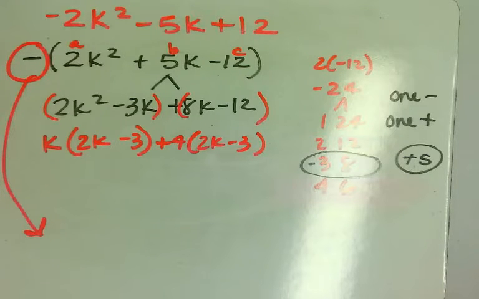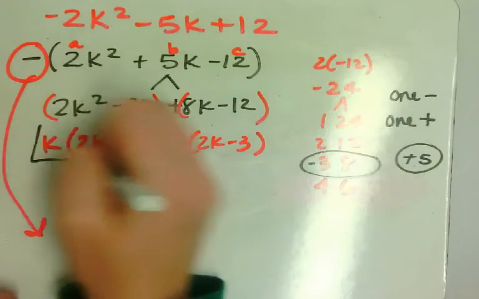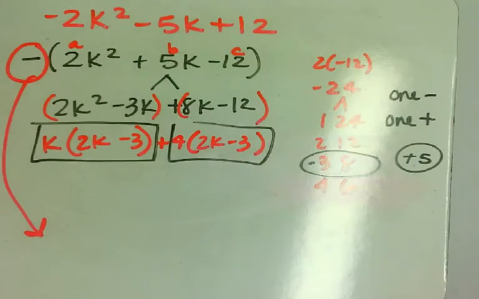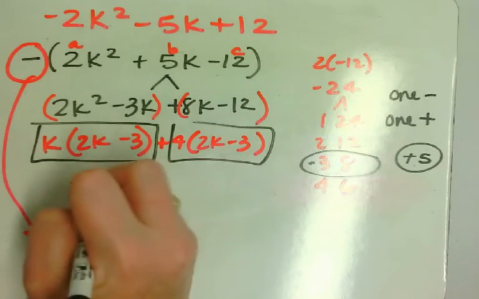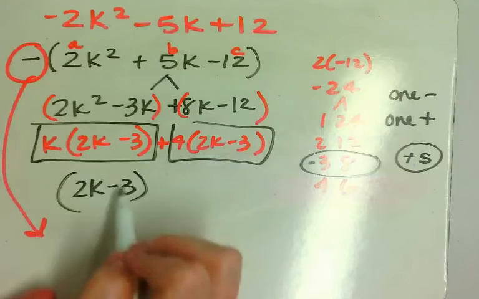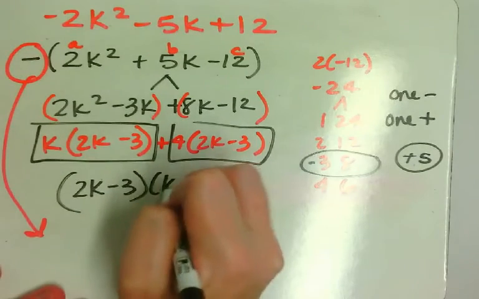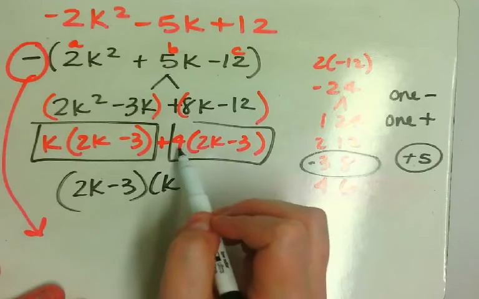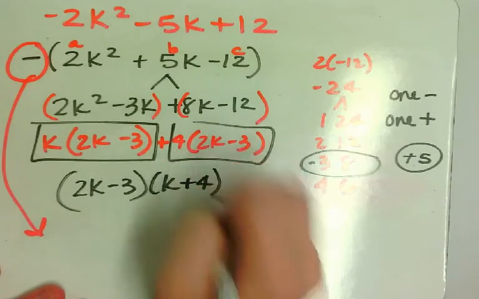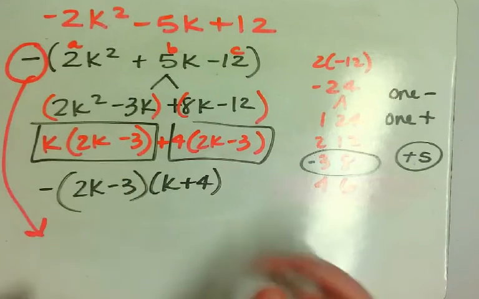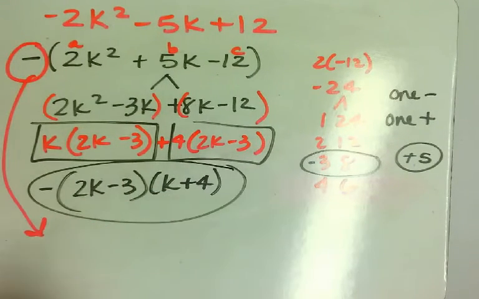Questions there? All right, now I have two things being combined. There's one and there's one. What does each of those things have in common? 2k minus 3. So I'm going to factor that out. What am I going to have to multiply 2k minus 3 to get this? K. And what am I going to have to multiply over here? Plus 4. Am I done? No. I have a negative. I plop it right in the front, and I am done. That's it.